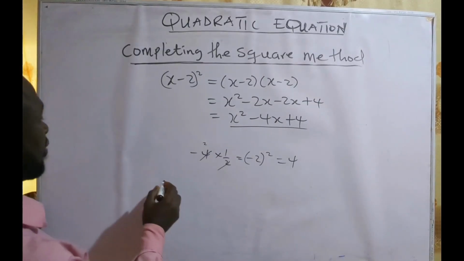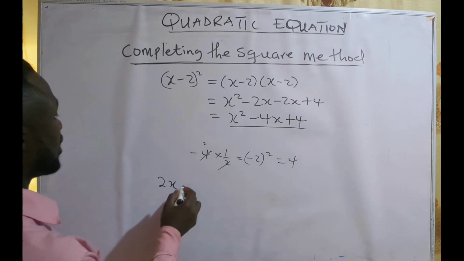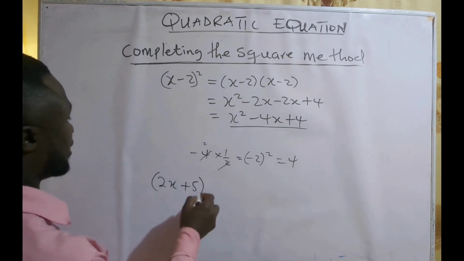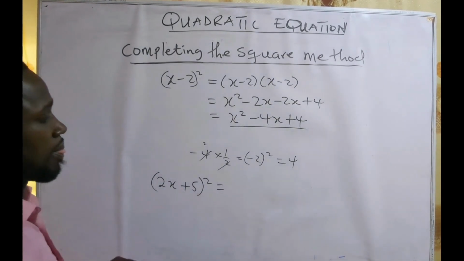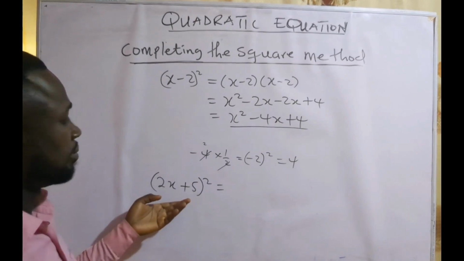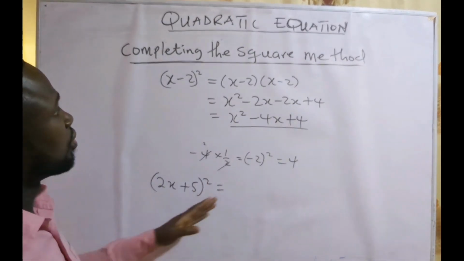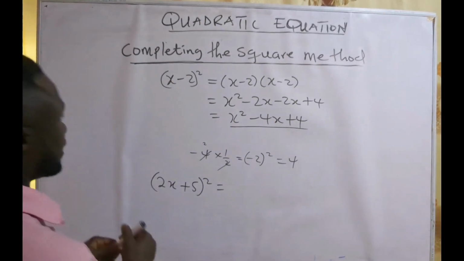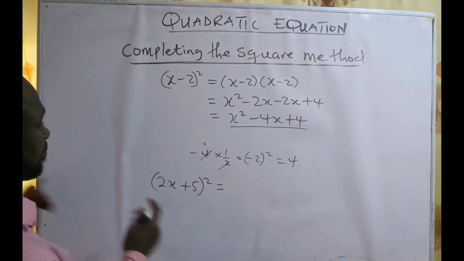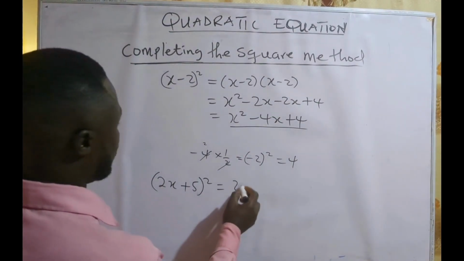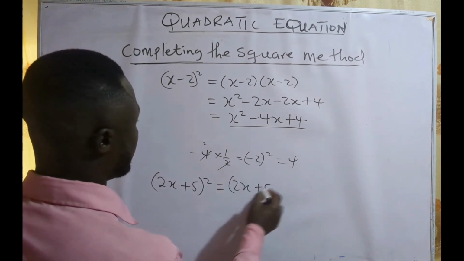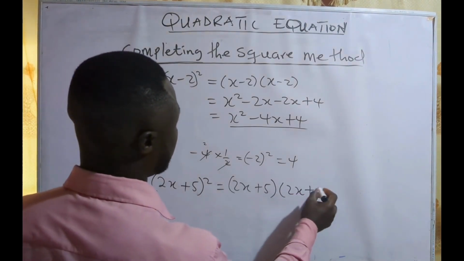Let's say I have 2x plus 5 all squared. This is also a perfect square. This is a perfect binomial. So when I expand, look at what I'm going to get. I'll have 2x plus 5 and then 2x plus 5.